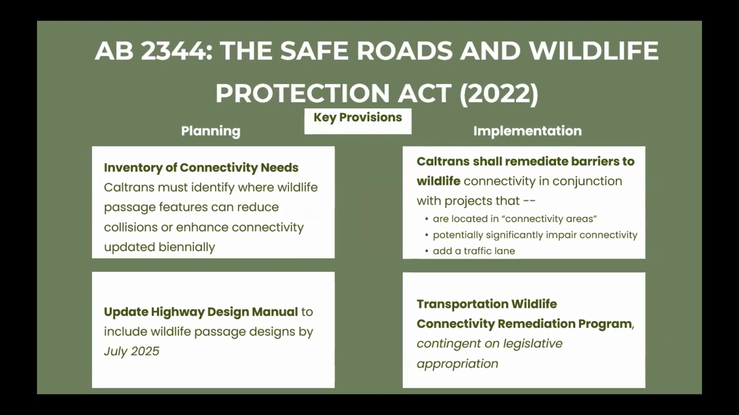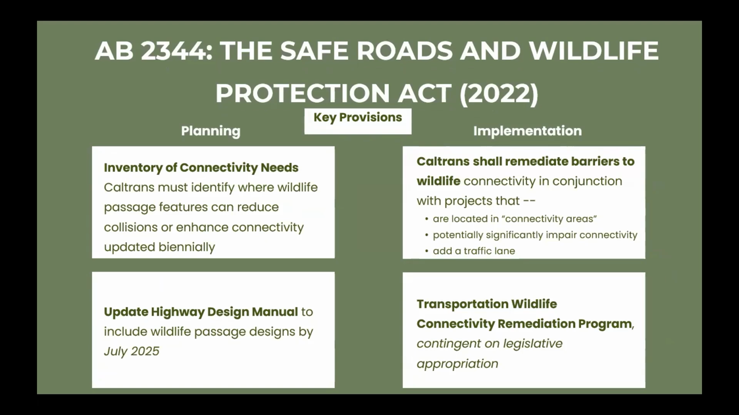And in the planning section, Caltrans must create an inventory of wildlife connectivity needs on the state highway system. They have to identify those areas where wildlife passage features can reduce collisions or enhance connectivity. There's also, on the planning side, a requirement to update the highway design manual by July 2025 to include wildlife passage designs.